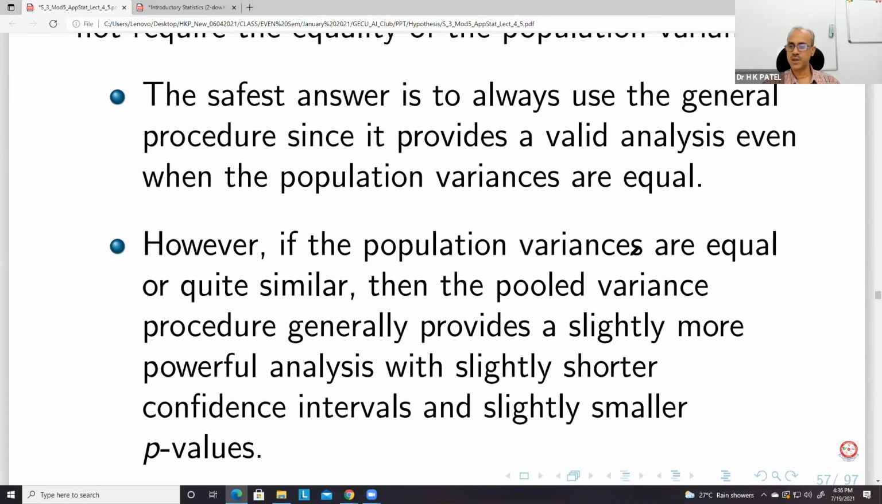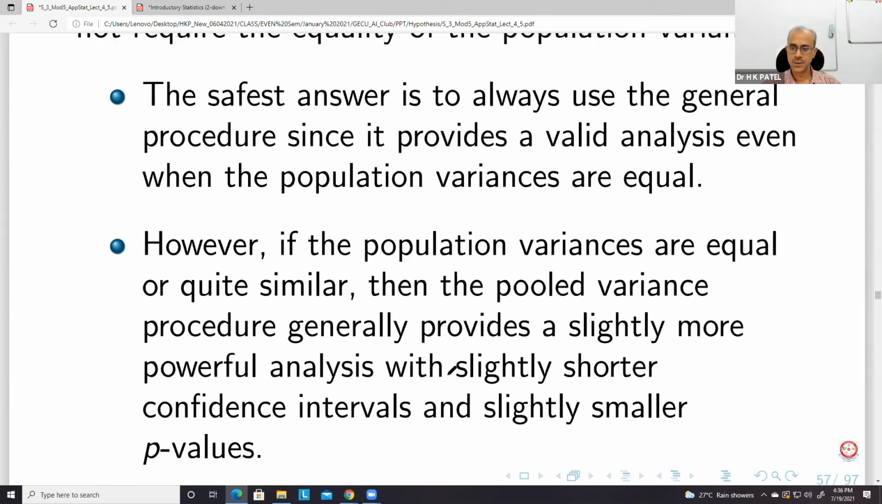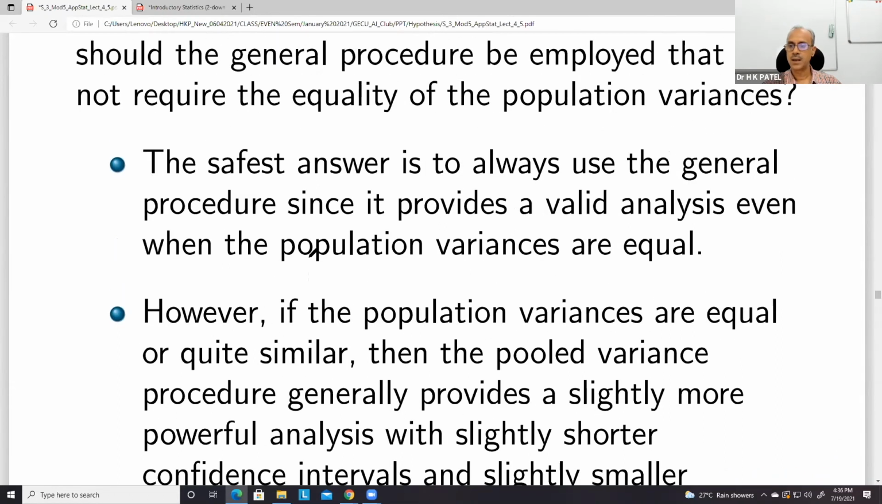However, if the population variances are equal or quite similar, then the pooled variance procedure generally provides a slightly more powerful analysis, with a slightly shorter confidence interval and slightly smaller p-values. So if it is known, I think we can use the pooled variance procedure. Otherwise, the general procedure is always there.